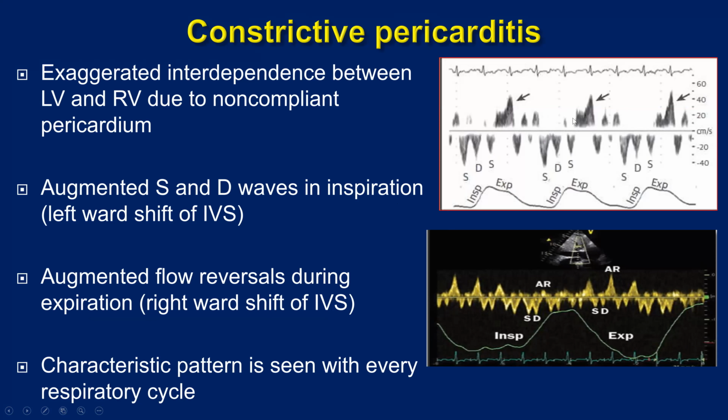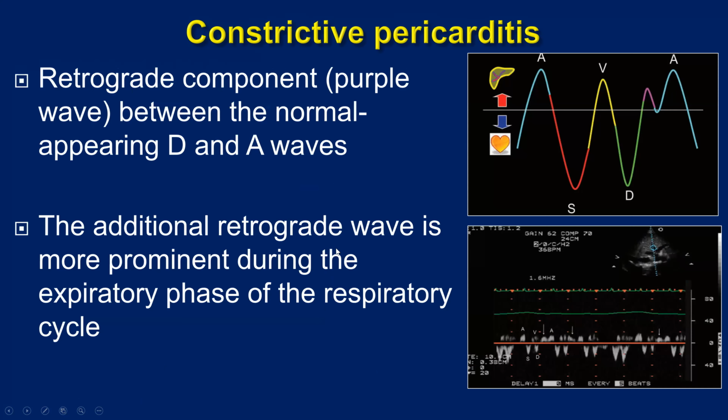You see here each respiratory cycle, not each cardiac cycle, but each respiratory cycle, here, here, and here. Okay? With inspiration we have increased forward flow. With expiration, we have diminished forward flow and diastolic reversal. So diastolic reversal at the end of expiration. This is the mechanism. And this is the one, the reversal here, the purple color.